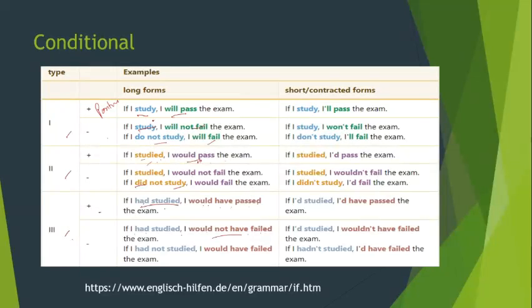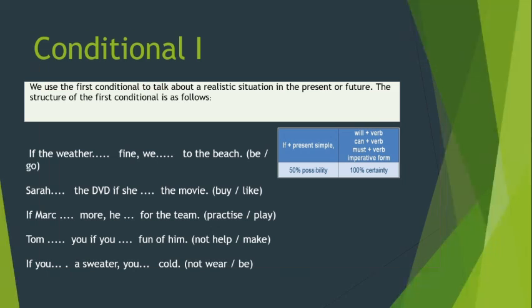When it is a present tense, you use the future tense. If it is simple past tense, you use would plus verb form. And if it is past perfect form, then you use would have plus the past participle. This is just a simple revision of the conditional sentences. Now we move to the exercises.